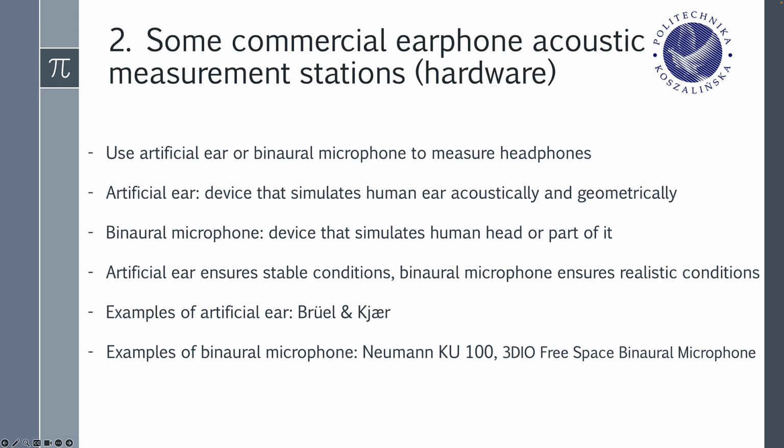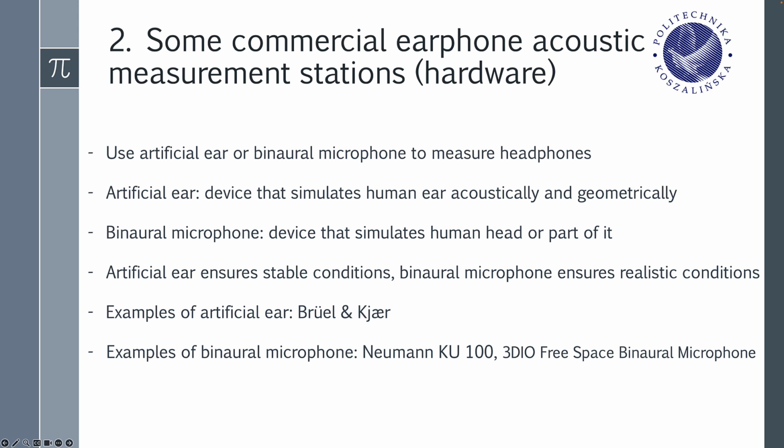An artificial ear is a device that geometrically and acoustically mimics the human middle and outer ear. The artificial ear merely approximates the acoustic conditions found in the actual ear. It does, however, ensure stable measurement conditions. The essential component of the artificial ear is the coupler, an acoustic chamber that simulates the ear canal. The leading and probably most recognizable brand in the production of the artificial ear is Brüel and Kjær.